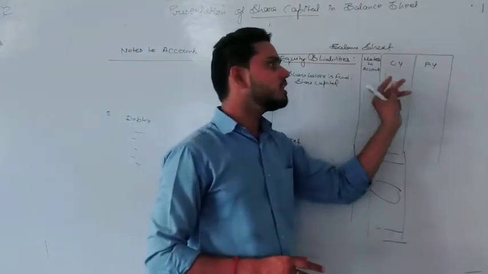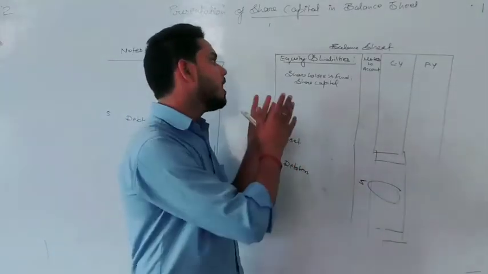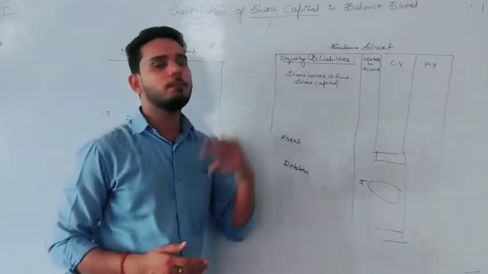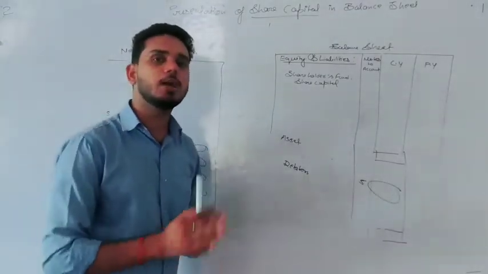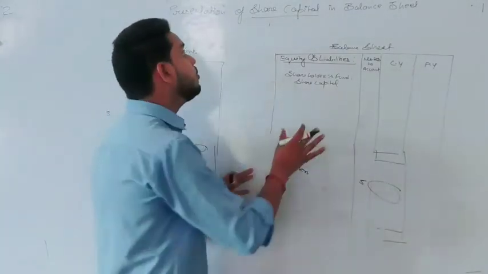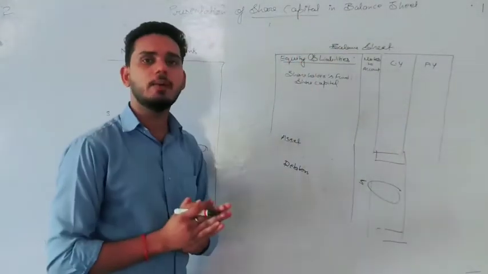But this previous year we write only for the comparison purpose, so that we can compare our assets and liability with previous year. So I hope the format of balance sheet in case of a company is clear to you. Now we have to understand how the share capital is shown in the balance sheet.